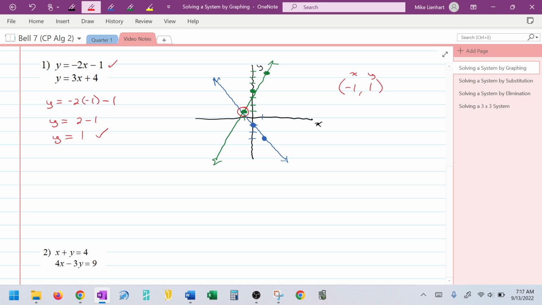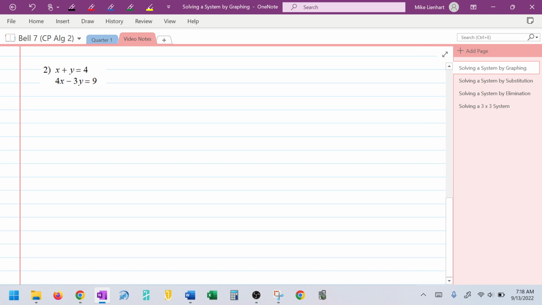Test the second equation. So I have y equals 3 times -1, same x value, plus 4, or y equals -3 plus 4, which again tells me y equals 1. That's the y value I'm supposed to get. The second equation is satisfied. Therefore, this must be my solution. That point is on both lines, and therefore our point of intersection.